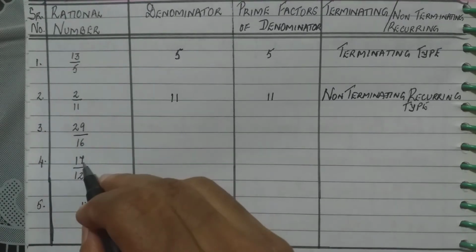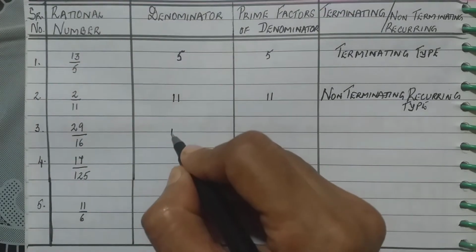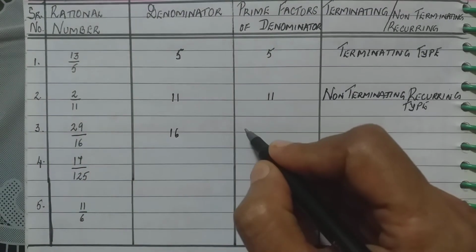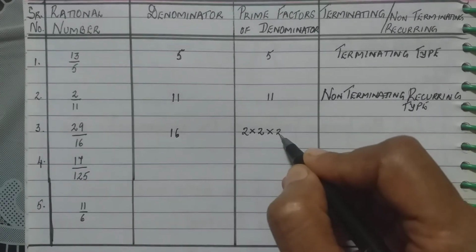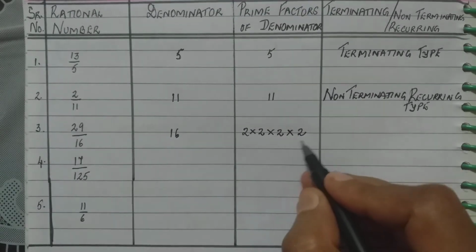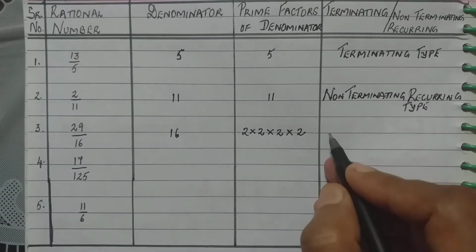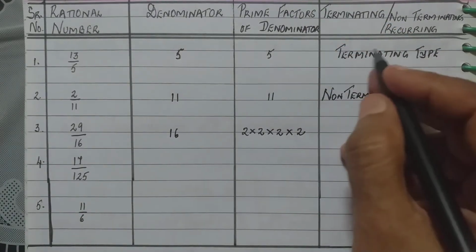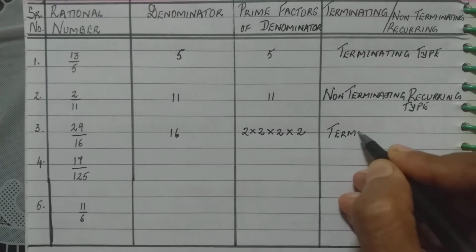See the next question, 29 by 16. What is the denominator here? Denominator is 16. What are the prime factors of the denominator? How do we get 16? 2 into 2, that is 4. 4 into 2, that is 8. 8 into 2, that is 16. So you see, each time it is only 2 as the factor. So the prime factors of the denominator are only 2. And if it is only 2, then it is the terminating type.